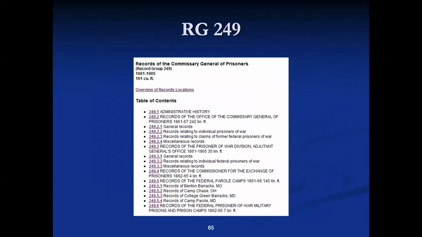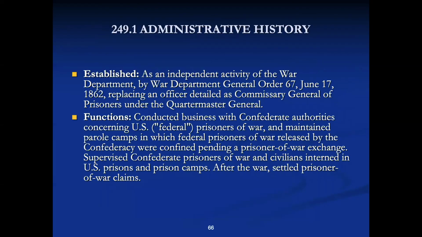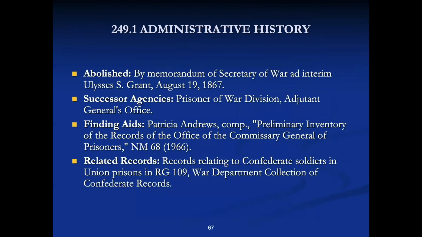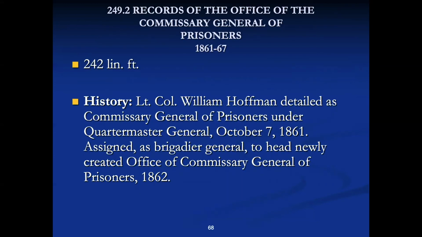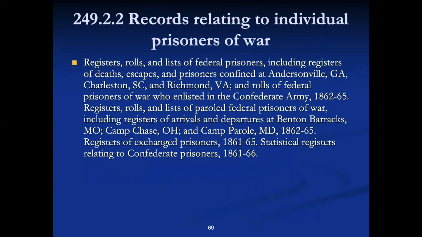Then there are the records of the Commissary General of Prisoners. Remember General Hoffman, these are his records. This is Record Group 249, and there's a finding aid available for it also. And the Guide to the Federal Records talks about its establishment and what its actual function was. It has an administrative history like every record group in the National Archives. It talks about Hoffman. It talks about what records exist for POWs.